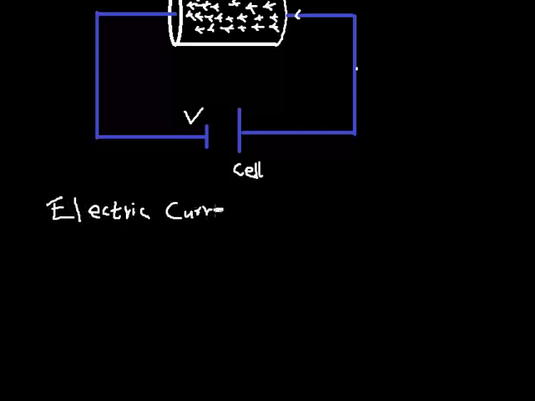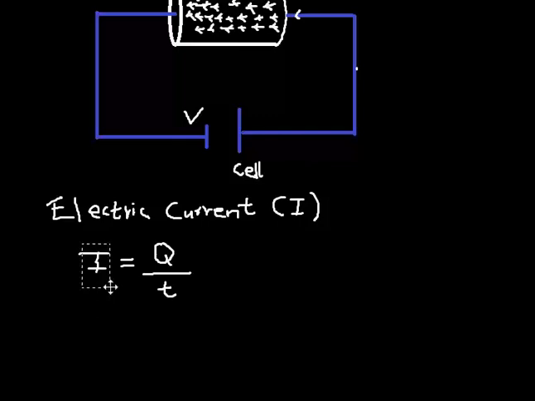Now we use the symbol I to represent electric current. So what's electric current? Electric current is defined as the quantity of electric charge passing through a conductor per unit time. The Q there is the quantity of charge passing through a conductor per unit time. So this is the formula for electric current, and the SI unit of electric current is the ampere, abbreviated as A.